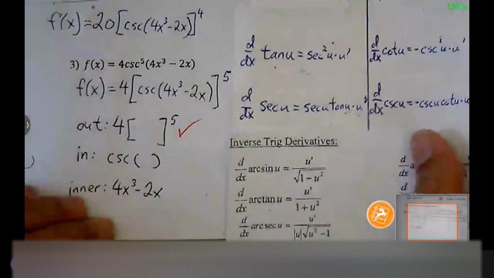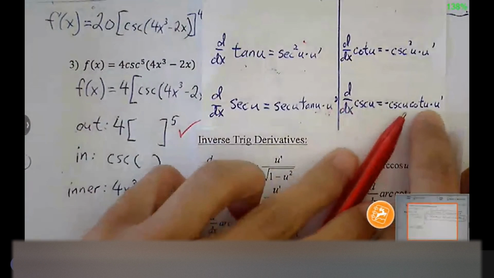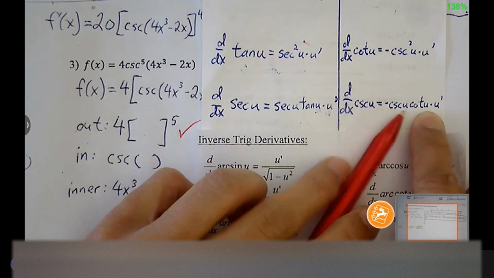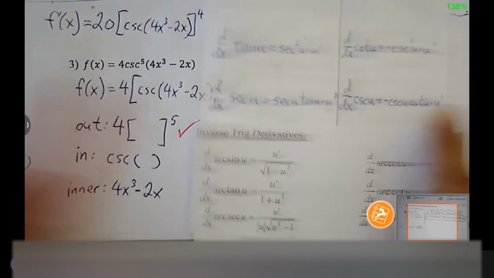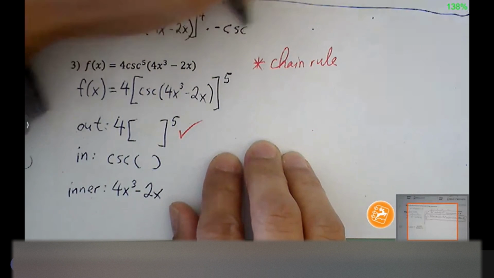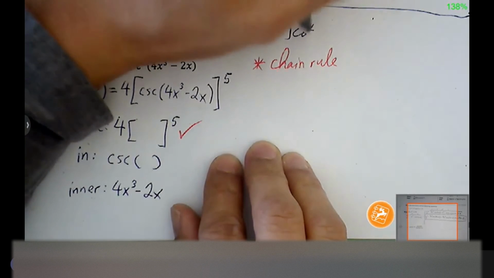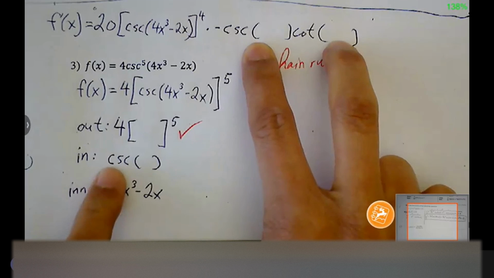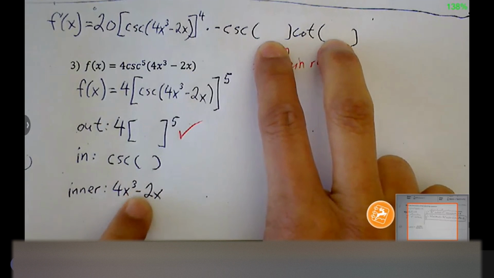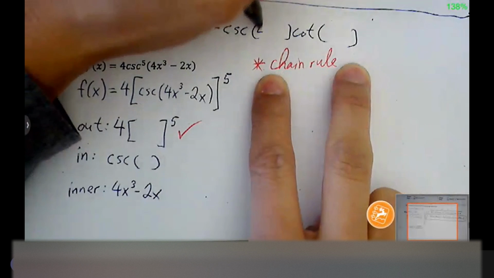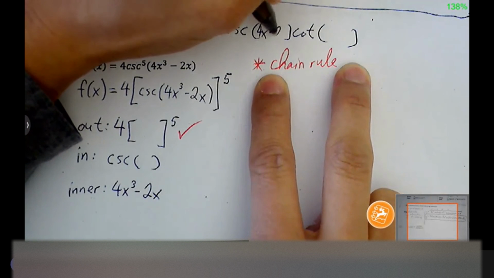Cosecant has its own rule, which is negative cosecant u cotangent u. And the u is just the original inner portion inside the parentheses, times negative cosecant of u cotangent of u. So that takes care of this portion's derivative, and then we stick the 4x cubed minus 2x inside those parentheses, because we're not ready for the inside just yet.